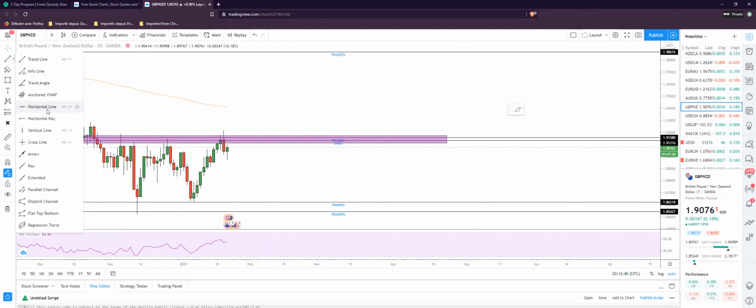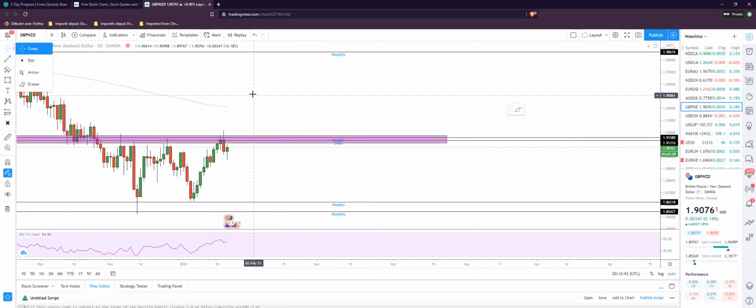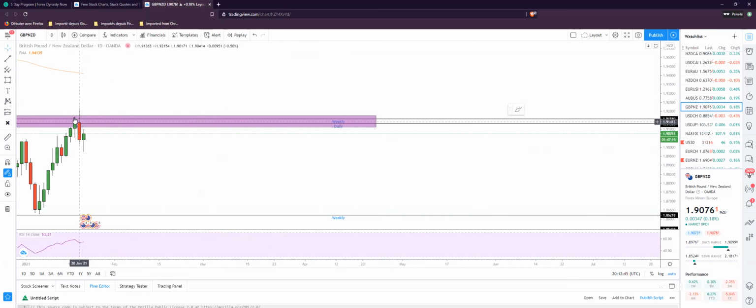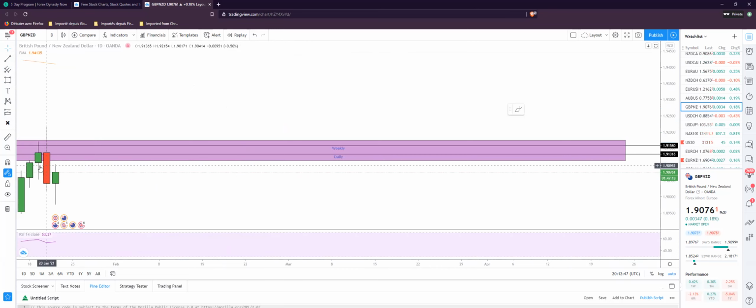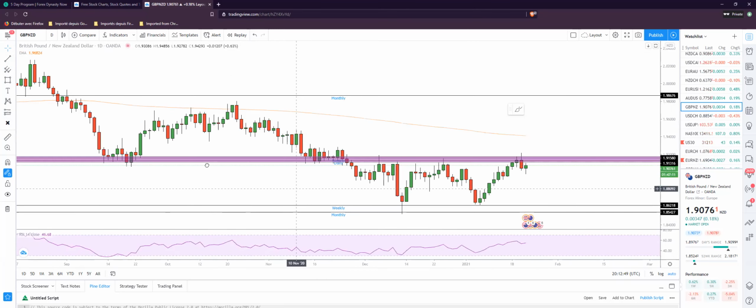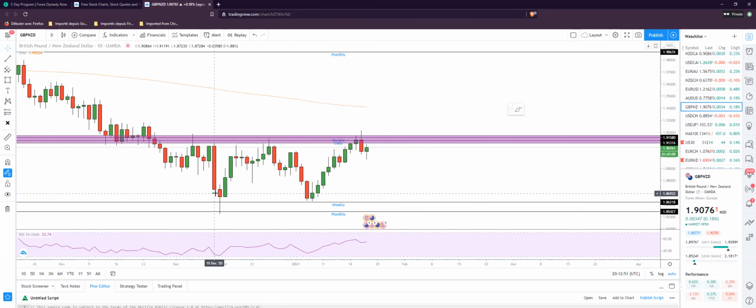Okay, can you zoom out a little bit? I just wanted to show everybody something. Go back to where you had that double bottom, before it broke. Zoom out a little bit more.